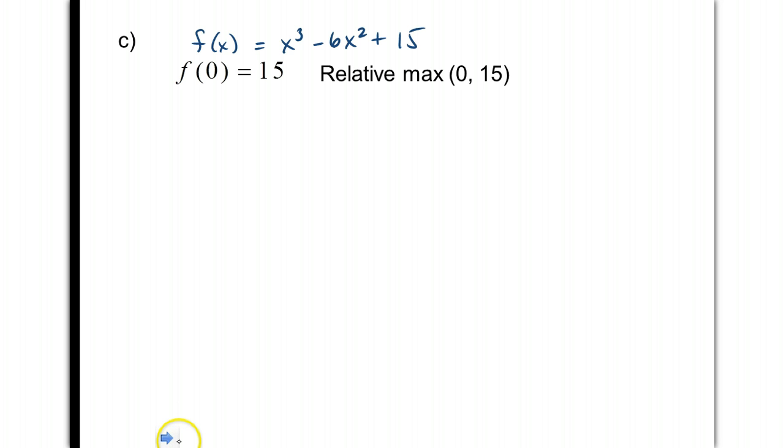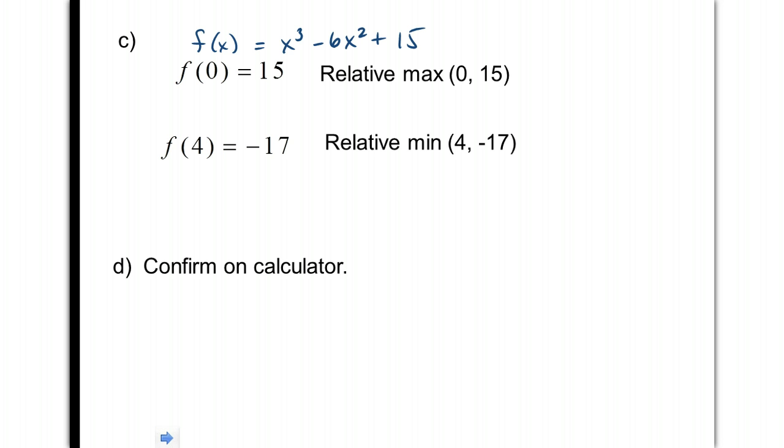C. Apply the first derivative test to find the relative extrema. We already did that. And now we have to find the y values for the extrema. To find the y values, you plug it into your original function. And f of 0 would equal 15. So there's a relative max at (0, 15). F of 4 equals negative 17. So there's a relative min at (4, negative 17).